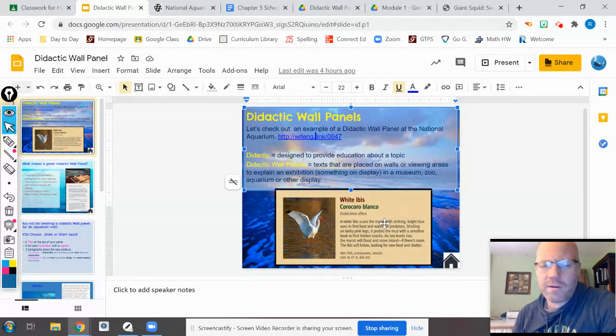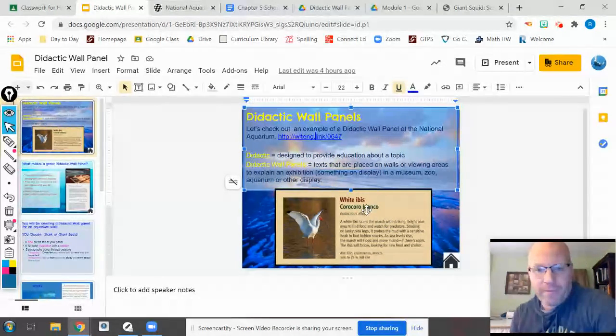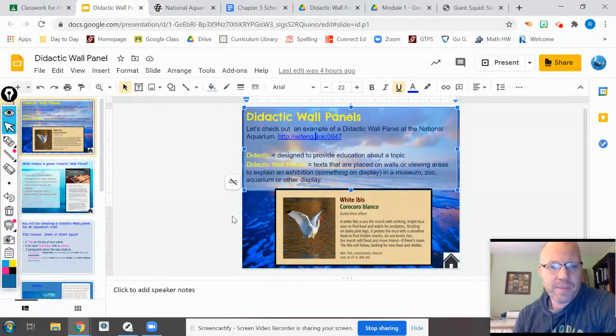And then you'd look around and you'd see this didactic wall panel on a piece of wood nearby. And it would tell you exactly what you were looking at, and it would give you information about that. So we could see its diet, its size, information about it, its name, and its scientific name. So that's a didactic wall panel.